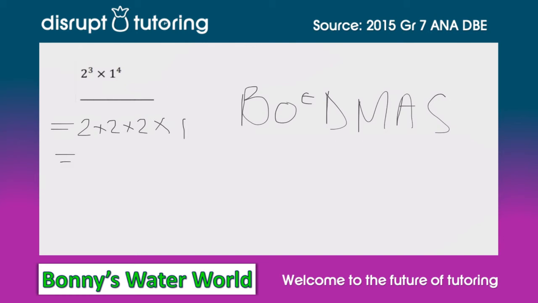Right. Now we're going to say 2 times 2 is 4, times 2 is 8, times 1 is 8. And that's the answer. Nice and easy. Do you see how we were able to make it look so much simpler by applying the BEDMAS rule first? Really important. This little E is amazing.